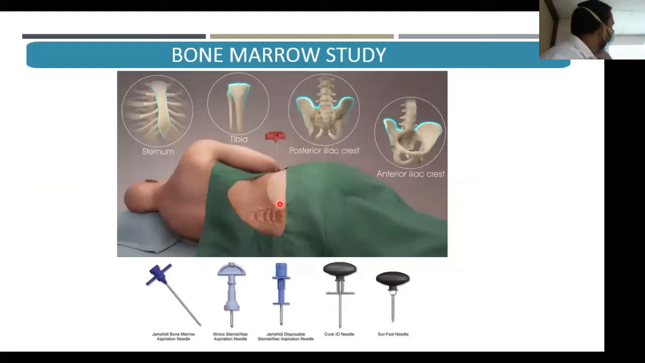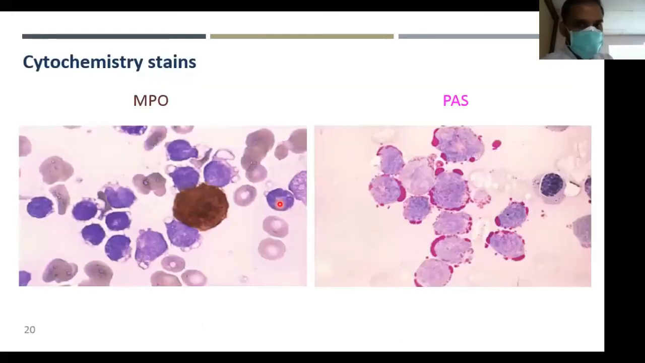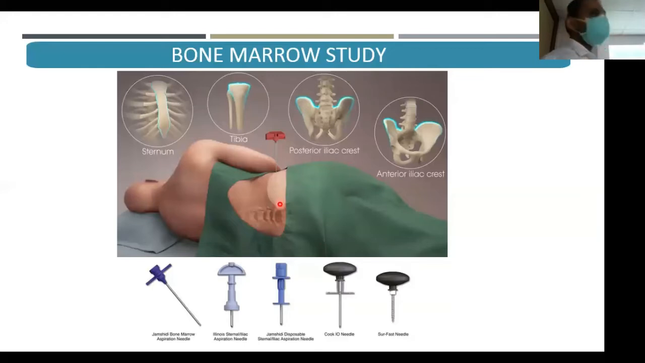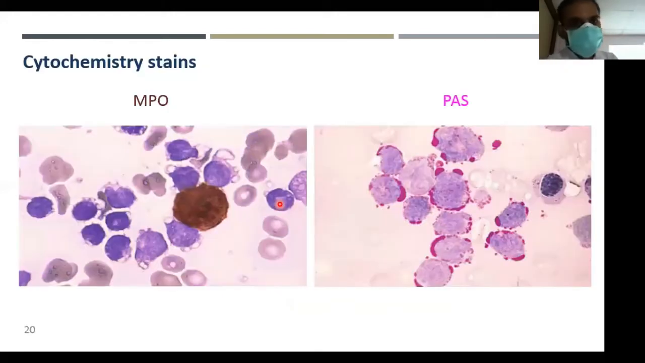For marrow, we usually do the posterior iliac crest. But in babies less than 1 year, we can do the tibia, medial and just below the tibial tubercle. I have done only one tibial tubercle. The sternum we usually do aspirate, not biopsy, because we can't go deep; if we don't do it carefully, there is a potential risk. The first one, Jamshidi, is what we have here. And these are cytochemistry stains, which I said: MPO for myeloid and PAS in ALL.